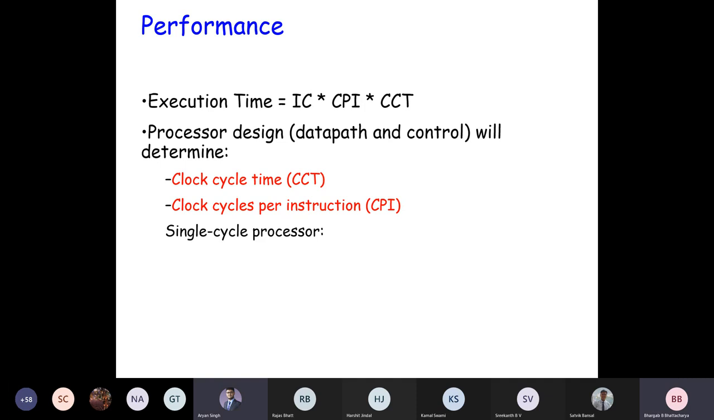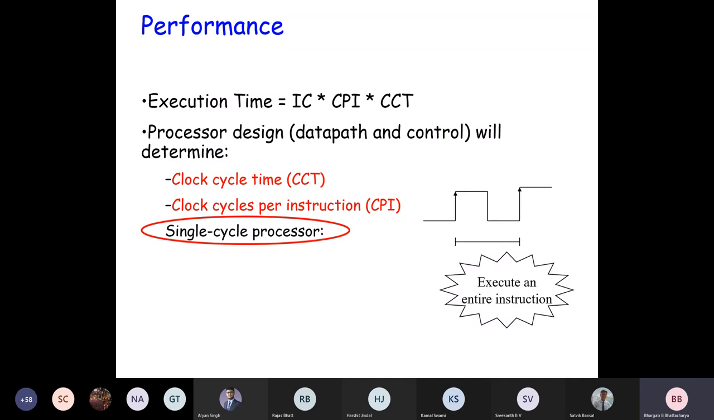Yes. For a single cycle processor, the CPI would be 1, because within one clock cycle time we are going to execute each and every instruction. So its advantage is that CPI is 1 and the design may be easier. On the other hand, the disadvantage is the long cycle time, because all the instructions will be penalized by the slowest one. So we'll first consider the single cycle processor.